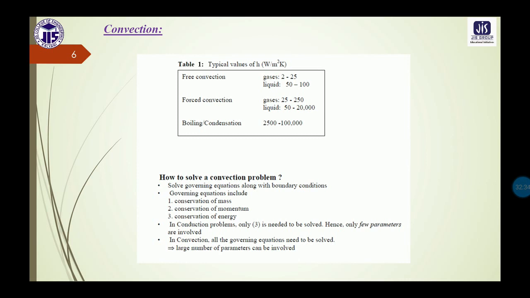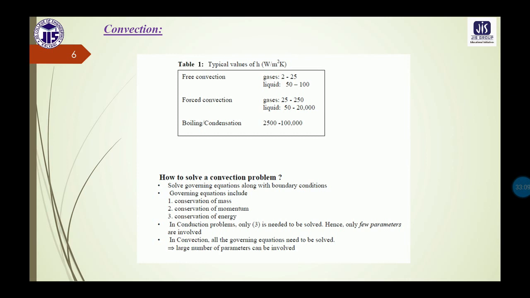Now, how do we solve a convection problem? There are different parameters and assumptions that we need to consider. We need to solve governing equations along with boundary conditions. What are these governing equations? These are the basic governing equations in fluid mechanics: number one, conservation of mass; number two, conservation of momentum; and number three, conservation of energy. These are the three different governing equations.